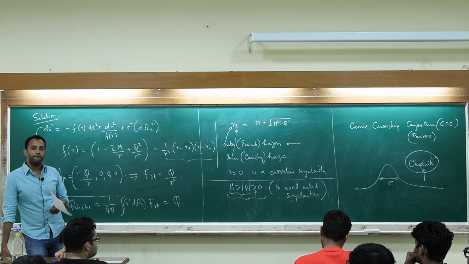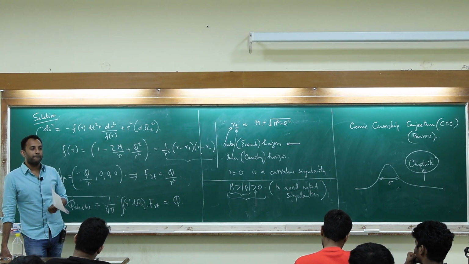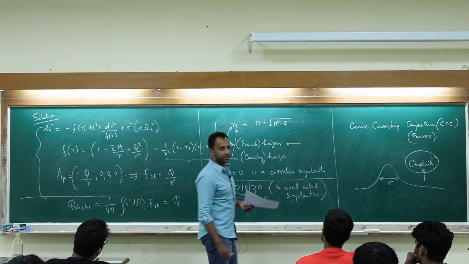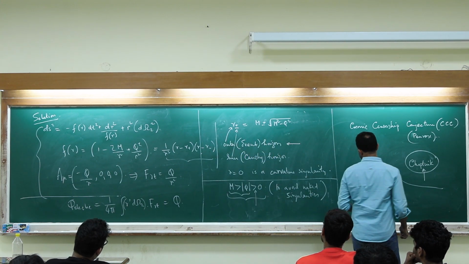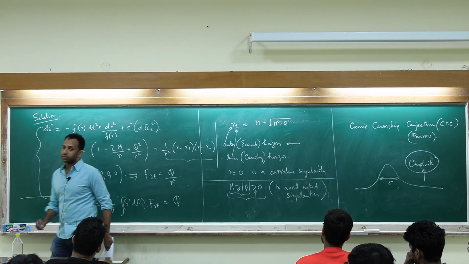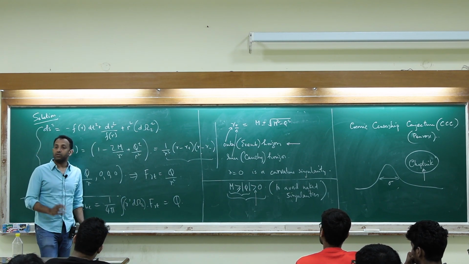So fine? Any other questions? Q equal to 0 would be Schwarzschild. Yeah, that's right. Q equal to 0 is Schwarzschild, and m equal to q is an extremal black hole which is allowed.